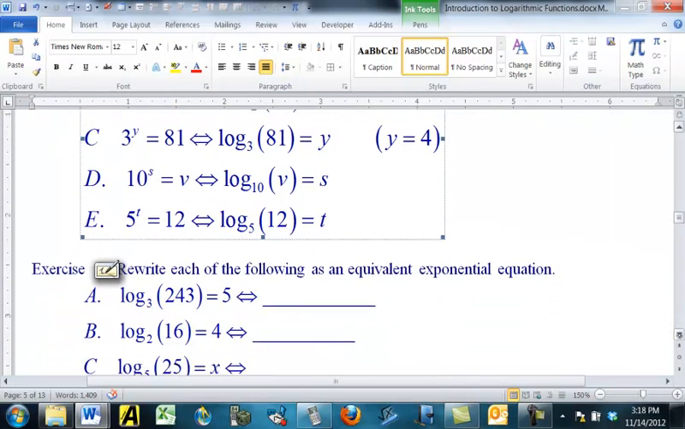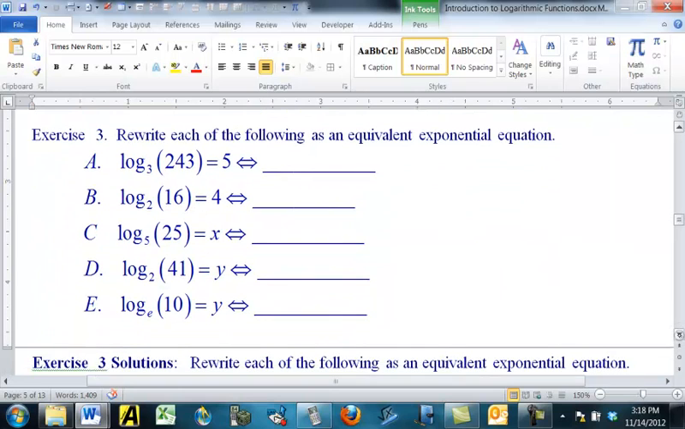All right, the next set of exercises goes exactly backwards from that. Rewrite each of the following, and these start as logarithmic expressions, and we want to rewrite them as exponentials. So you should be able to do these now. Press pause and come back when you think you have answers.